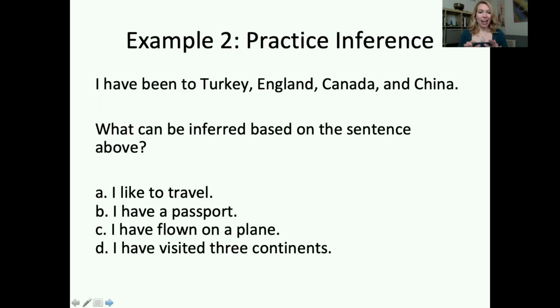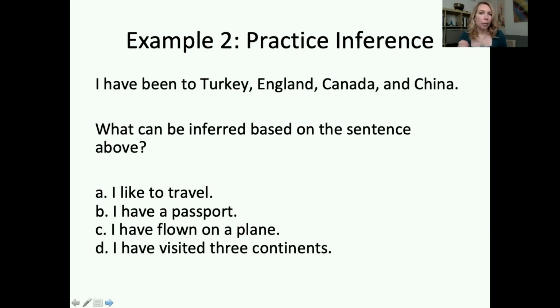Now, A, I like to travel. Is it possible? Sure it is. I've been to Turkey, England, Canada, and China, which is true, by the way. It's possible I like to travel, but do we have enough evidence based on this sentence to determine that? No. B, I have a passport. It's possible I have a passport. I've been to all these different countries, but it's also possible I'm some kind of criminal going into these countries without my passport. Okay, so we don't have enough information to conclude that I do have a passport.